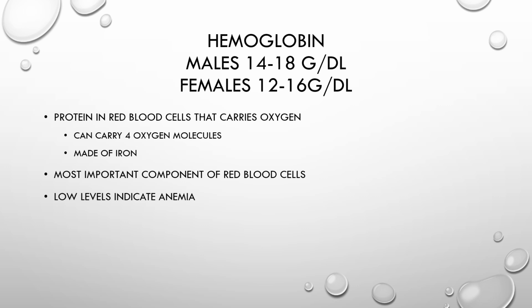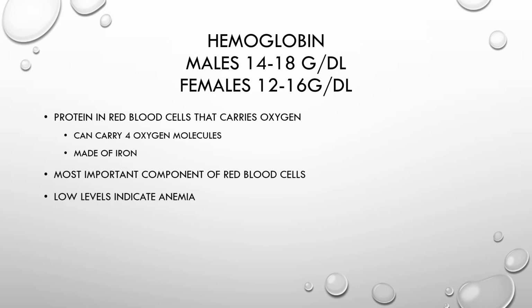So normal hemoglobin levels for males are 14 to 18, females 12 to 16. Again, wherever you work might have different values, so just know your facility's ranges. Here in Montana, sometimes we'll see higher ranges just because of the elevation. People who live at a higher elevation tend to have more red blood cells and a higher hemoglobin count, just because there's less oxygen in the atmosphere. At sea level, atmospheric oxygen is 21%-ish. Here it's lower.